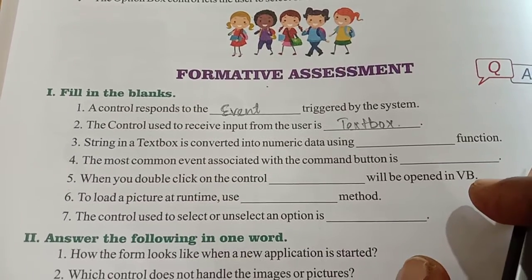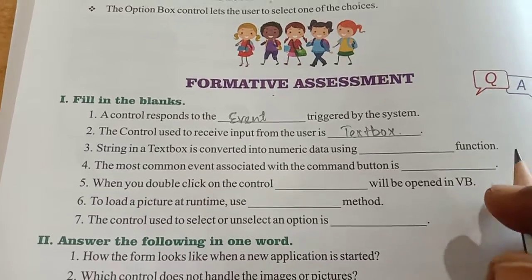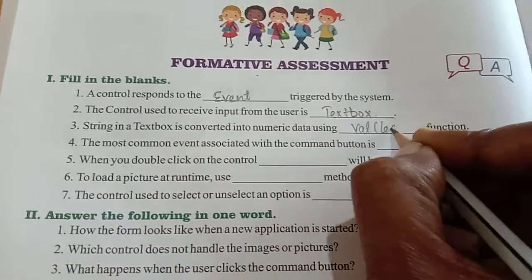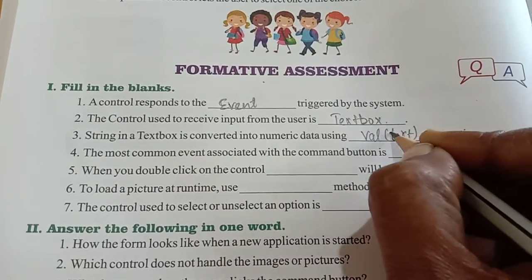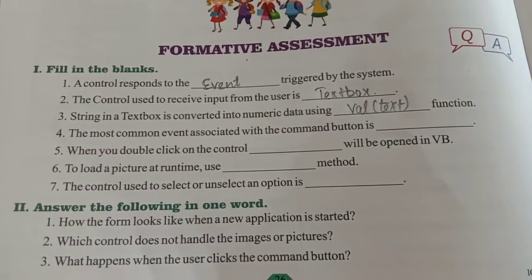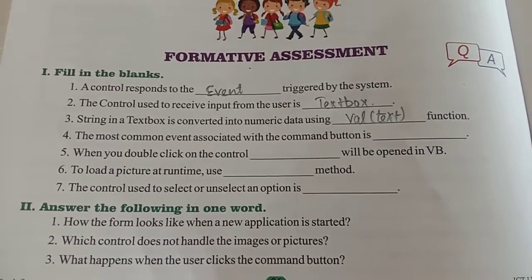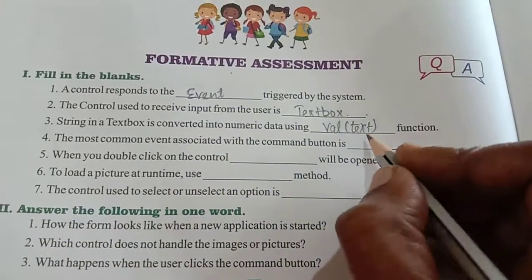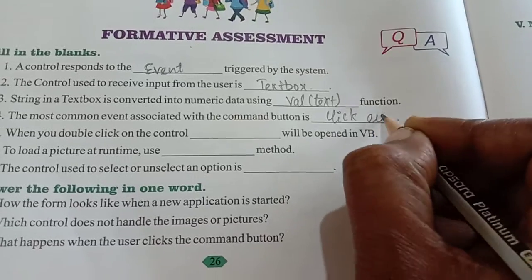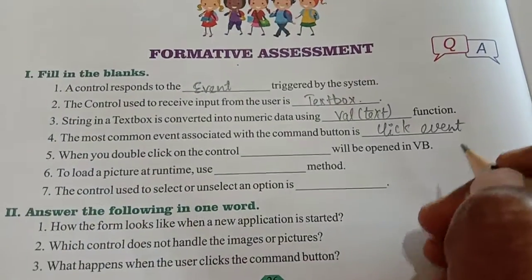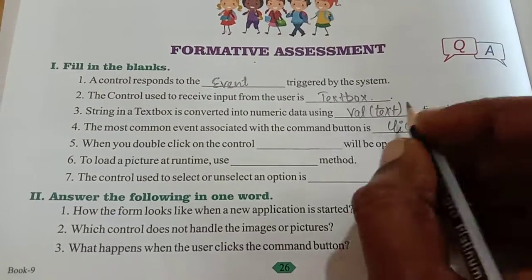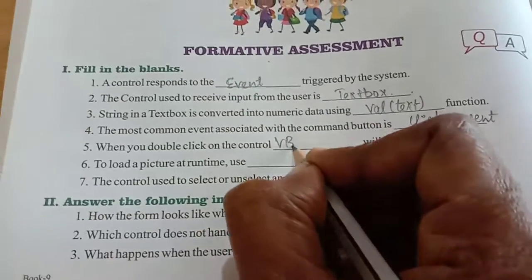A string in a text box is converted into numeric data using the VAL text function. Okay. The most common event associated with the command button is a click event. When you double click on the control, the VB code editor will be opened.